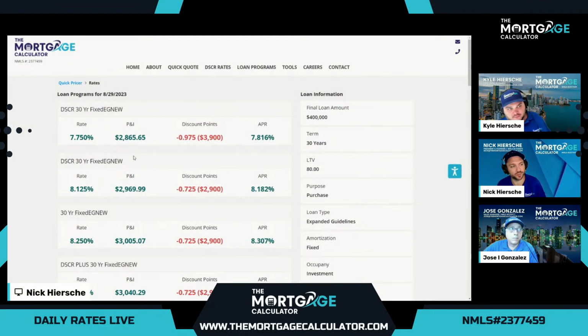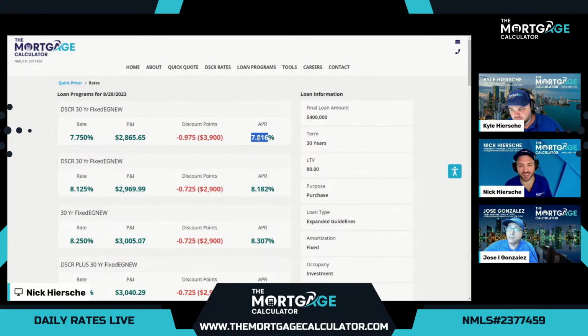Woo, smoking. So we're really beating conventional here by quite a bit now. So 7.75 rate for 0.975 discount points in cost, and a final APR of 7.816. So the only reasonable conventional option, remember, had the APR over 8. We're coming in here with a DSCR a quarter point less.